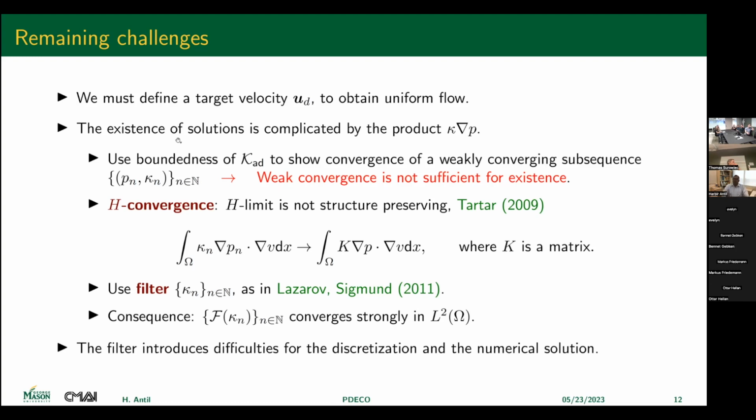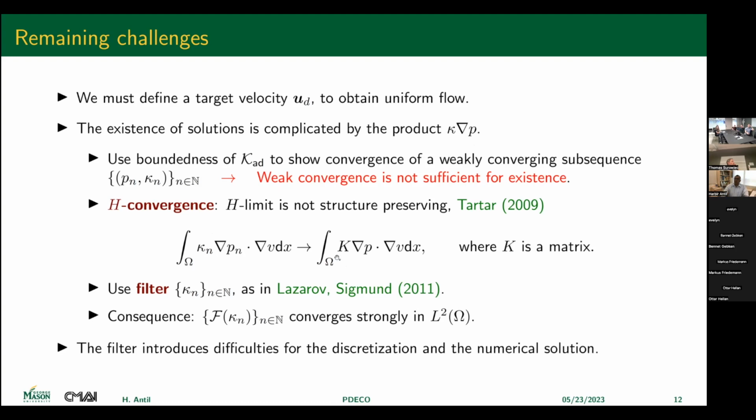We need to establish existence of a solution to our problem, but this is challenging because we have terms like kappa, gradient P, both in the PDE and in the objective function. If you think about kappa, we're not enforcing any smoothness on kappa, it is just in L infinity. So you can at best guarantee convergence in the weak star sense in L infinity. P is in H1, so you can guarantee convergence of grad P in L2, which is not enough to pass to the limit. One could try to use this notion of H convergence, which has been built by Tartar and Murat. But the issue with this approach is that it's not structure preserving: you may start with something which is scalar valued, but may end up with a matrix valued object, this capital K.